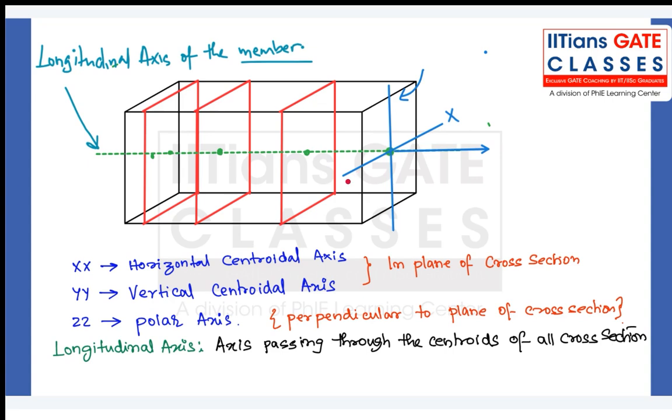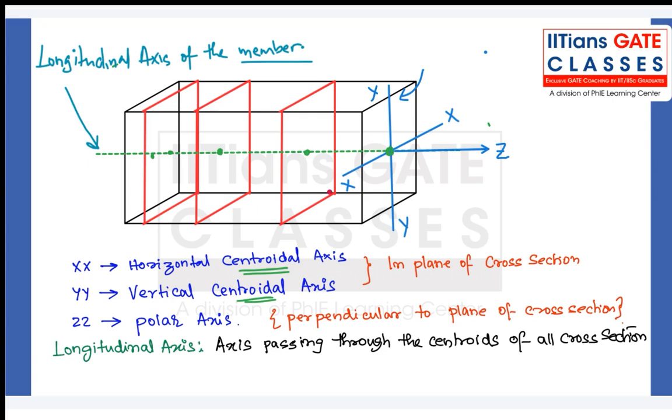Let me say this axis is XX, this axis is YY, and this axis is Z. All these 3 axes are known as centroidal axis. Why? Because these are passing through the centroid. All 3 axes are passing through the centroid, so these are known as centroidal axis.